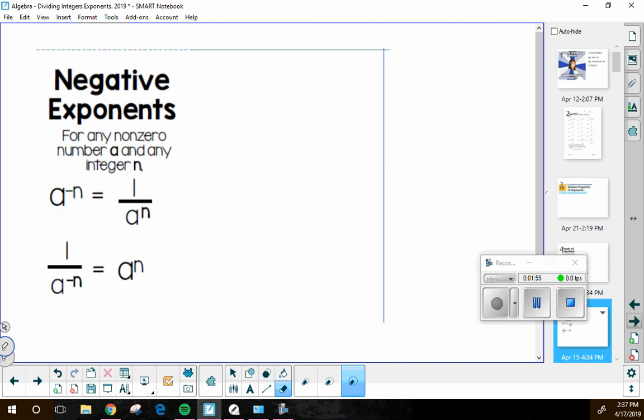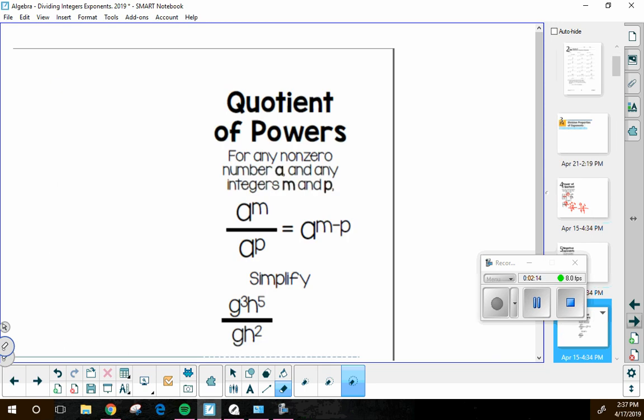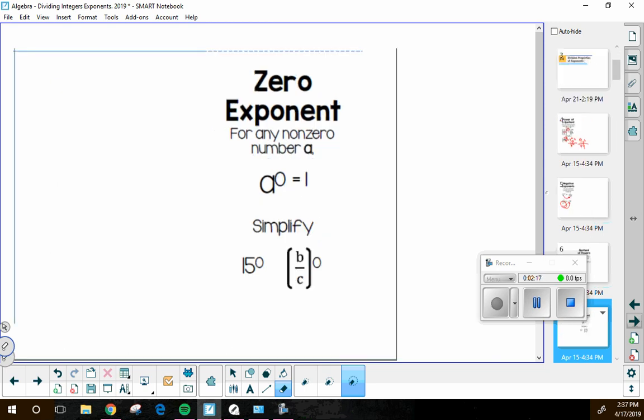And then negative exponents. We already learned this. This was day 1. If your exponent is negative, you move it down to the denominator and make it positive. If it's in the denominator, you move it up to the numerator and make it positive. It is so easy to get rid of a negative exponent. And then, we're going to skip this one because I'm going to come back and show you that in a minute. Then we also learned that anything to the 0 power is 1, no matter what it looks like. 15 to the 0 power is 1. B over C, it doesn't matter what B over C is, anything to the 0 power is 1.